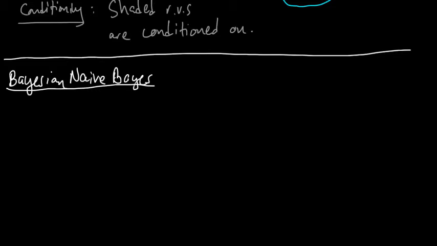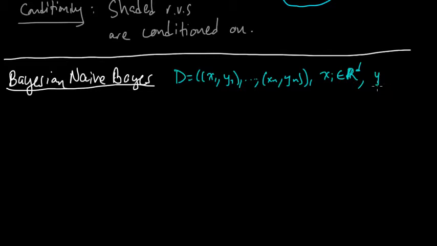We've got our data x1, y1. It's again a supervised learning problem, and the xi's are some vectors. Let's say that they're just d-dimensional vectors, for simplicity in R^d, and the yi's are just from some finite set of classes which will number from 1 to m.